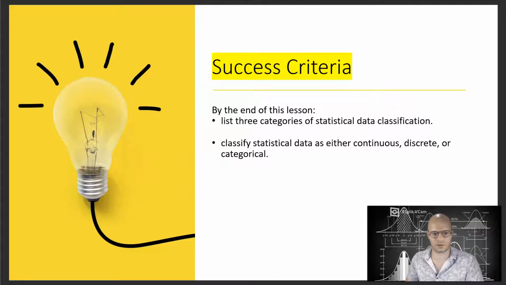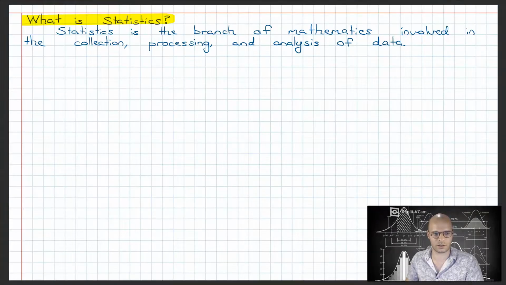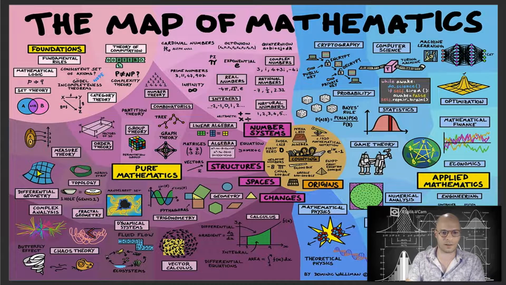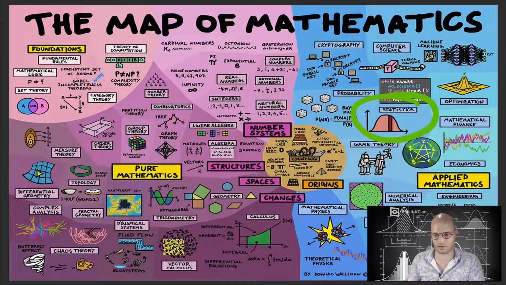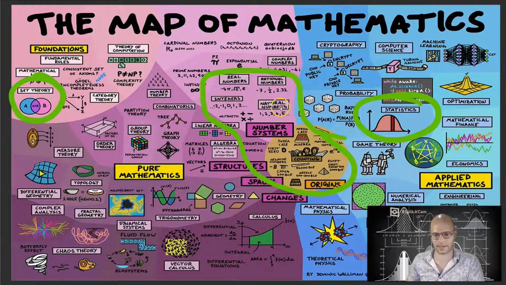Now the first question looming in front of us is, what is statistics? In short, statistics is the branch of mathematics involved in the collection, processing, and analysis of data. It is its own branch of mathematics, and it borrows a bit of set theory for representation, and of course it borrows from the main stuff, like counting, adding and subtracting. So it spans out from just its own little branch here.